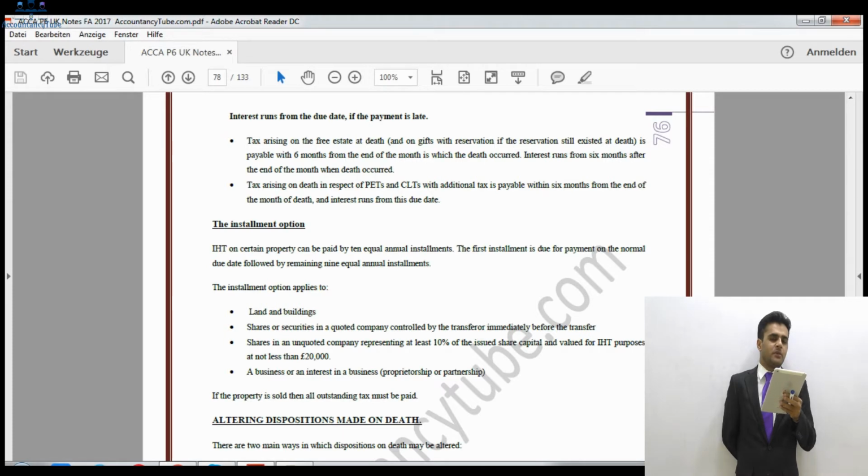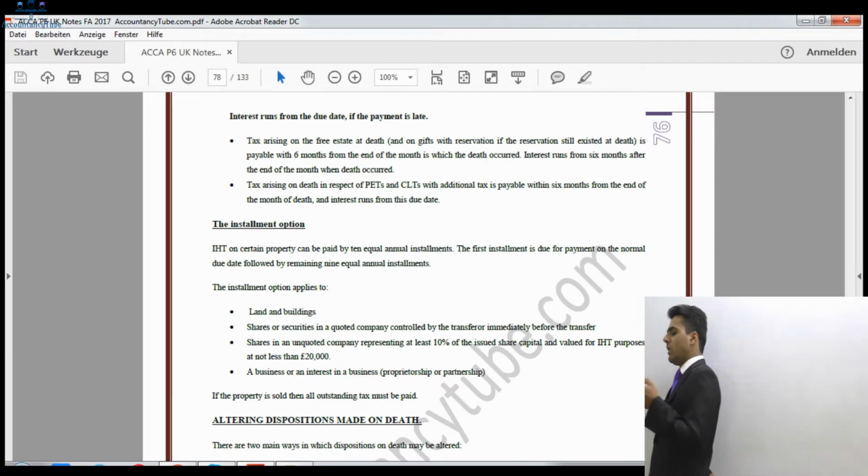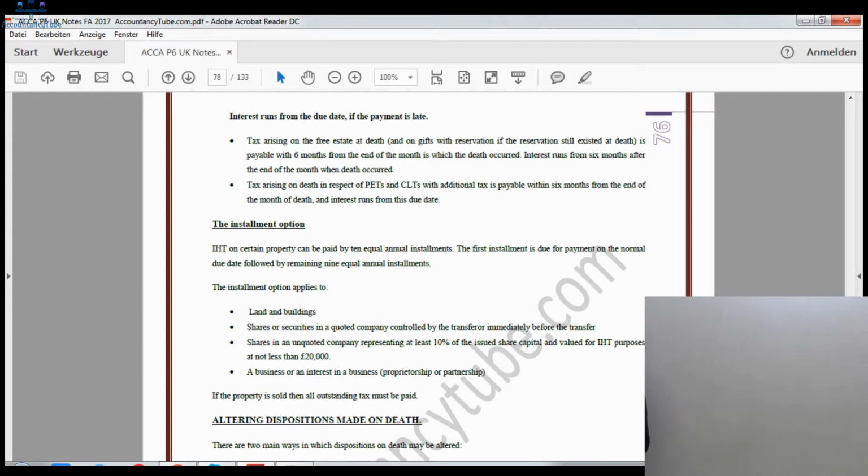Now, in certain circumstances, we can pay the IHT on certain assets in instalments, in 10 equal instalments. The first instalment will be paid on the normal due date, and then there will be 9 equal annual instalments after that. The instalment option can only be used for IHT on these assets: land and buildings, shares or securities in a quoted company where you had control immediately before the transfer, or shares in an unquoted company where you hold 10% shareholding and the value for IHT purposes is not less than £20,000.